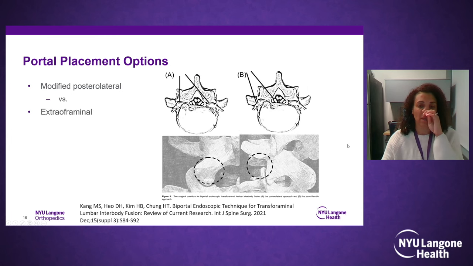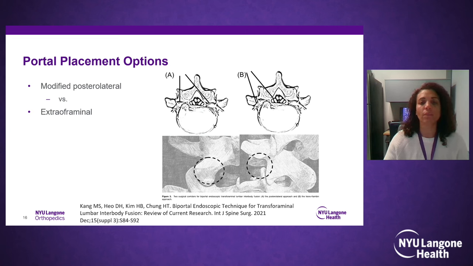My preference, I'll go into my preference in a second, but really if you look at what you are trying to see and what you are trying to remove and your angle of your disc, that's really going to determine your portal placement. So you can see that in this drawing, there's the modified posterior lateral portal and then there's the extraforaminal portal, which makes a lot of sense. So in picture A here, if you need to do a central decompression, a laminectomy, then that's what you want your view to be, right?